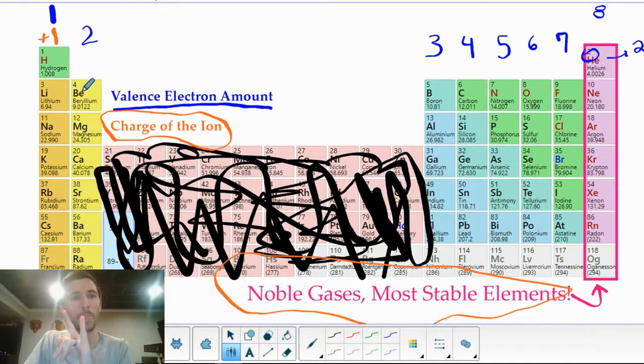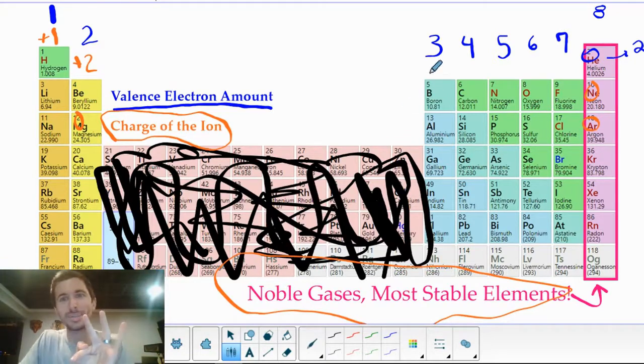Group 2 atoms are similar. Check out magnesium. Would rather lose 2 electrons, become like neon, than gain 6 to become like argon. Again, would you rather run 2 miles or 6 miles to get gym credit? 2 miles. So group 2 atoms lose 2 electrons to become a +2 charge when they form an ion. So positive ions are cations, like a cat. All right, group 3s, they form a +3.